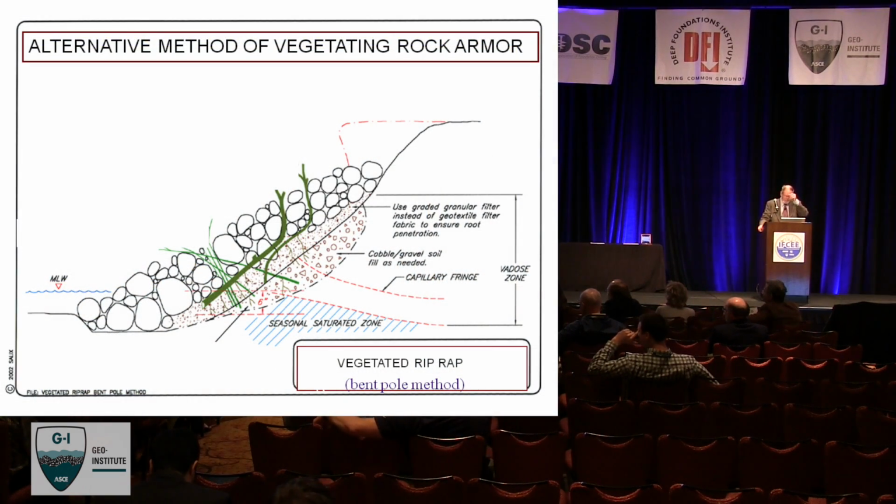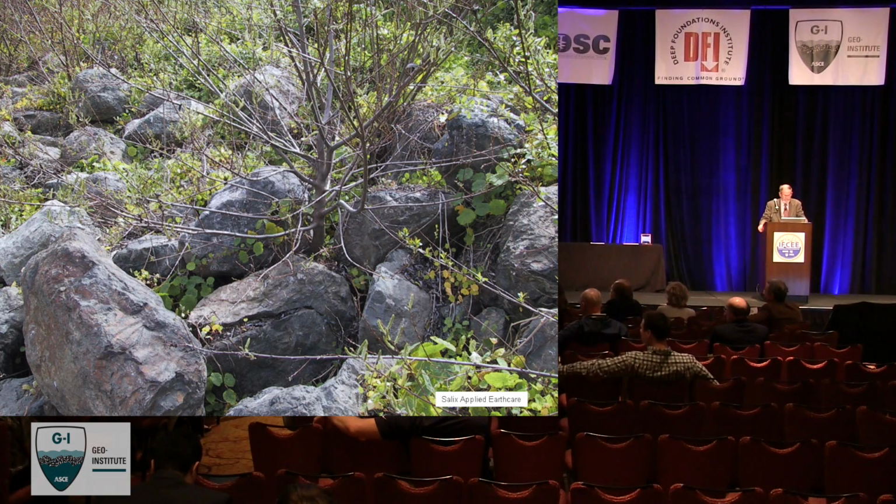So an alternative or preferable method of vegetating rock armor is what's called a bent pole method. These branches are first laid on the bank, partially covered with rock starting at the bottom, and the branch tips are then bent upwards, pulled upwards, and finally more rock is placed, thus locking the tips in place, as shown in this schematic diagram. Here's a photograph, for example, of a live stake growing in rock armor that is well established. This stake was not driven. Instead the bent willow pole method was employed.